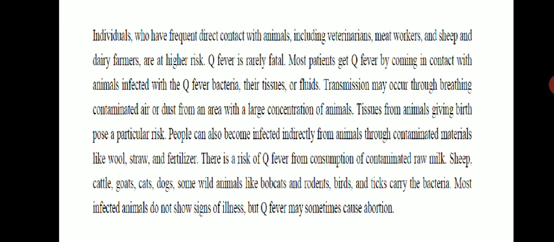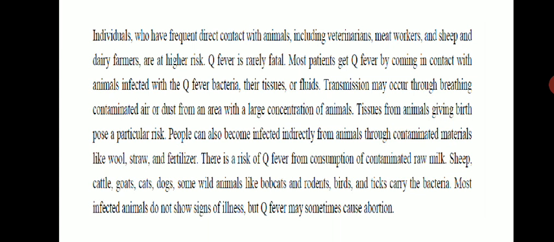These bacteria are mostly present in animals in their infected parts, like infected tissues and their fluids. Transmission may occur through breathing of contaminated air or dust from an area with a large concentration of animals. Tissue from animals giving birth poses particular risk. People can also become infected indirectly from animals through contaminated materials like wool, straw and fertilizer.